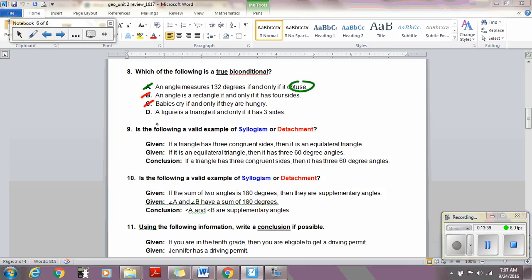So that leaves, by process of elimination, choice D. A figure is a triangle if and only if it has 3 sides. So if a figure is a triangle, then it has 3 sides. Yes, that's true. Read it backwards. If it has 3 sides, then the figure is a triangle. That is still true. So again, in order to be a true biconditional, you have to be able to read it forwards and backwards, and it still be true.